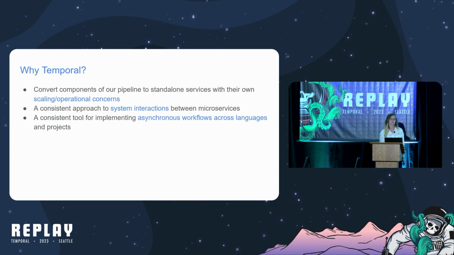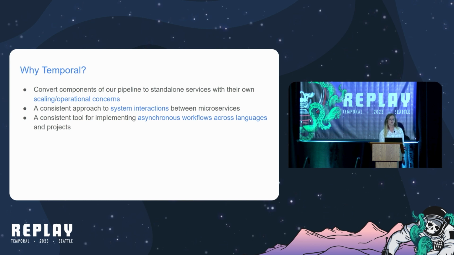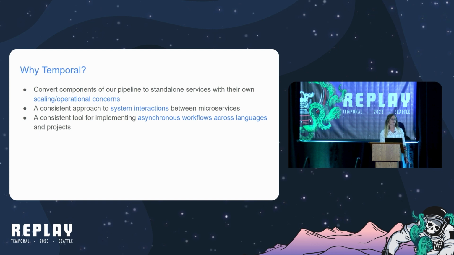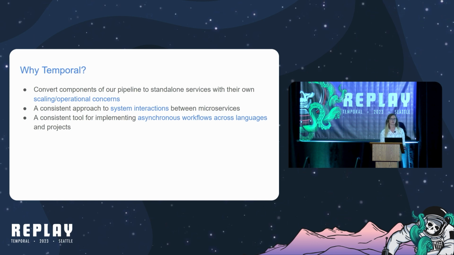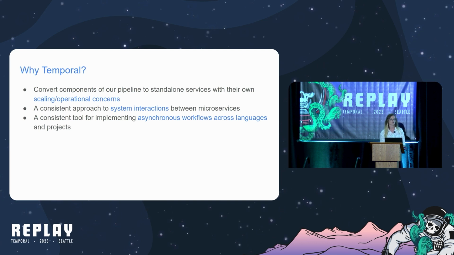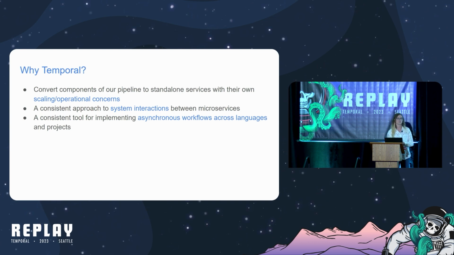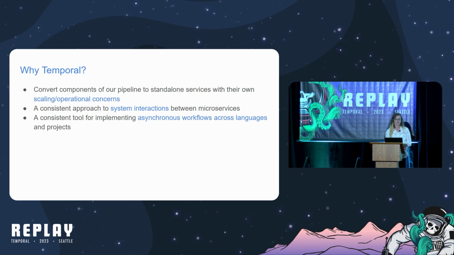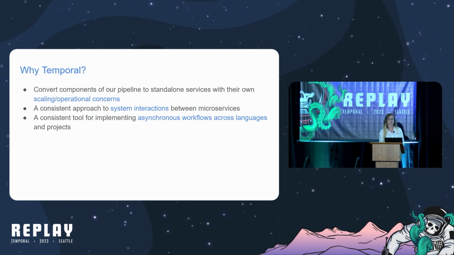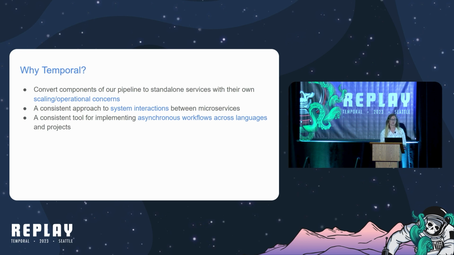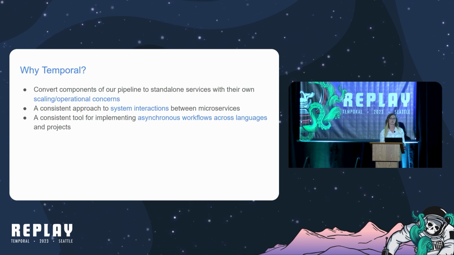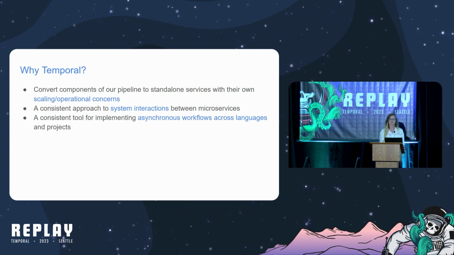So why did we consider Temporal? Well, it really boiled down to three things for us. First, we wanted to convert certain pieces of our pipeline to standalone services that we could scale independently. In doing so, we wanted a consistent way to communicate with these new microservices. Finally, we wanted a consistent tool for implementing our workflows across languages. This was really important to us. We didn't want to be locked down to any given language, and we wanted to have the ability to choose the right language for the task at hand.